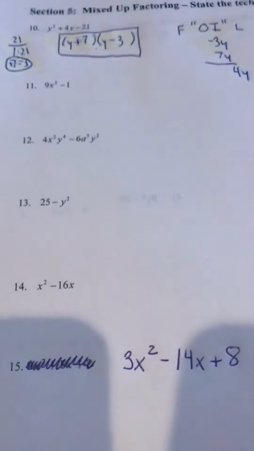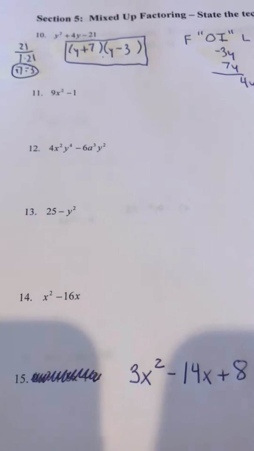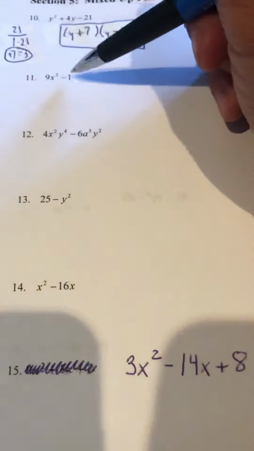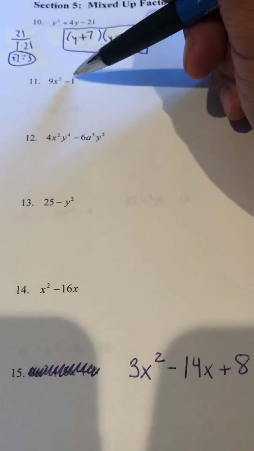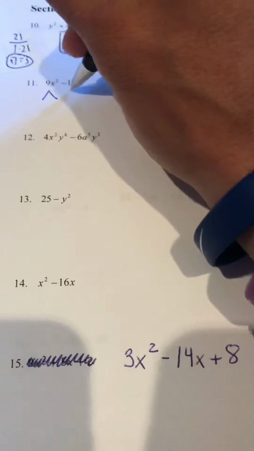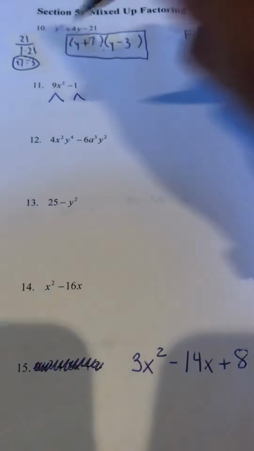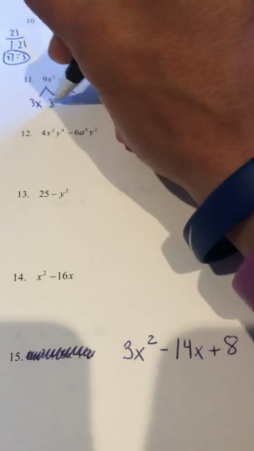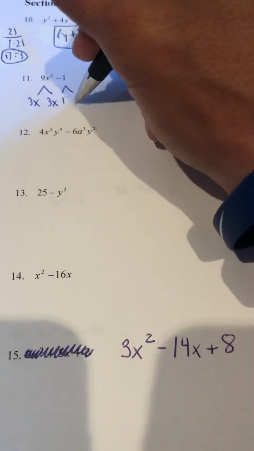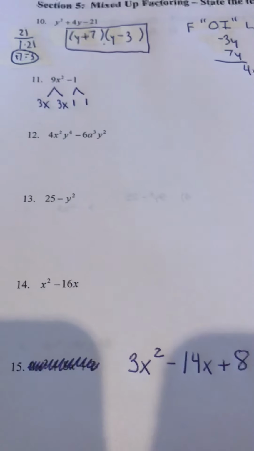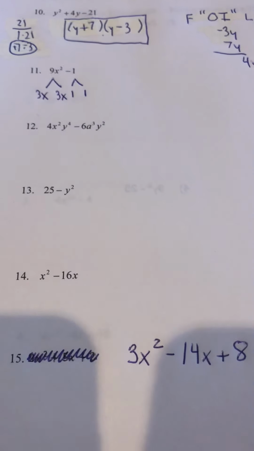The next one we're going to take a look at is number 11. For number 11, we always look for a GCF first when we're asked to factor. There is no GCF, there's two terms. This is going to be a difference of perfect squares. So I'm going to break these up into their perfect squares. So we have 3x and 3x, 1 and 1. They're separated by a subtraction sign. Difference of perfect squares, difference means to subtract.